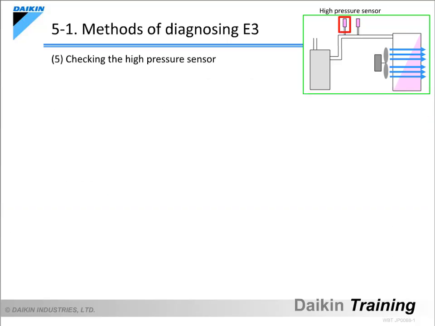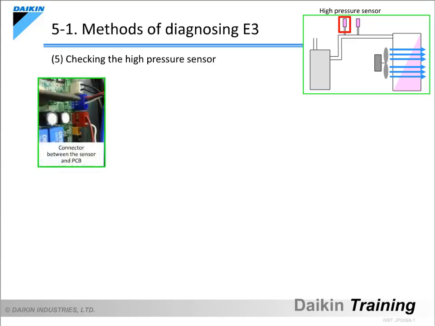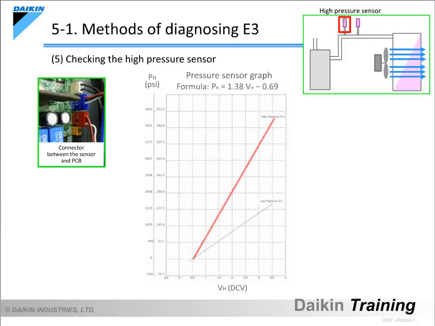The next item to be checked is the high pressure sensor. The high pressure during operation is controlled by the high pressure sensor. If the pressure detected by the sensor differs from the actual pressure, the high pressure sensor fails to control the high pressure and results in the E3 code. The pressure detected by the high pressure sensor can be obtained using the graph or formula in the service manual, based on the DC voltage measured at the connector between the sensor and the PCB.